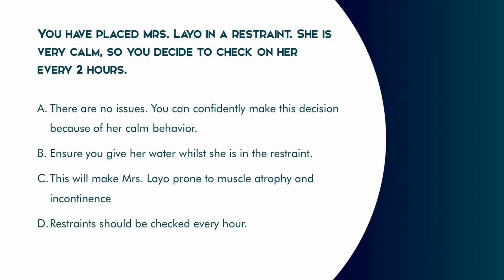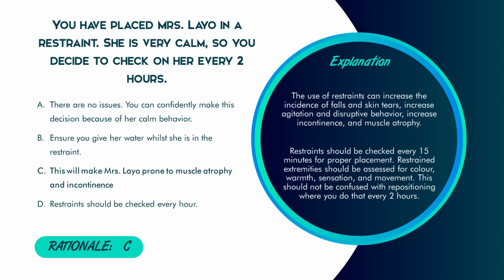Next question. You have placed Mrs. Leo in a restraint. She is very calm, so you decide to check on her every 2 hours because she's calm, right? A, there are no issues. You can confidently make this decision because she is calm. B, ensure you give her water while she's in the restraint. C, this will make Mrs. Leo prone to muscle atrophy and incontinence. D, restraints should be checked every hour. The correct answer is C.